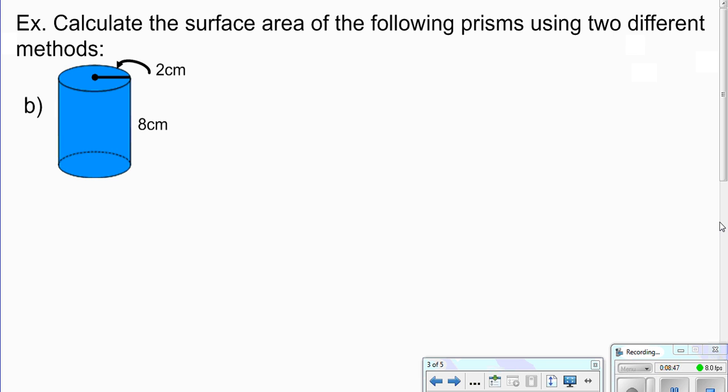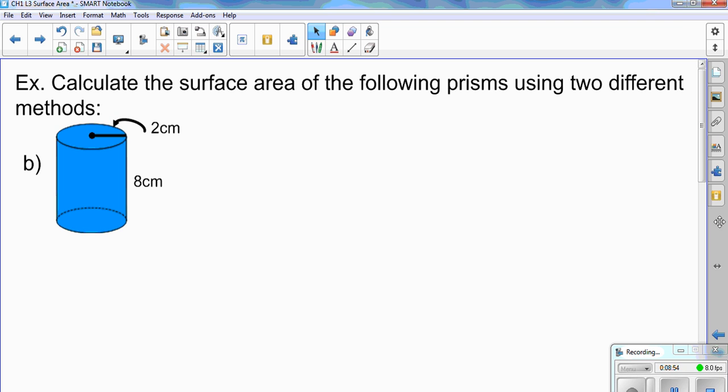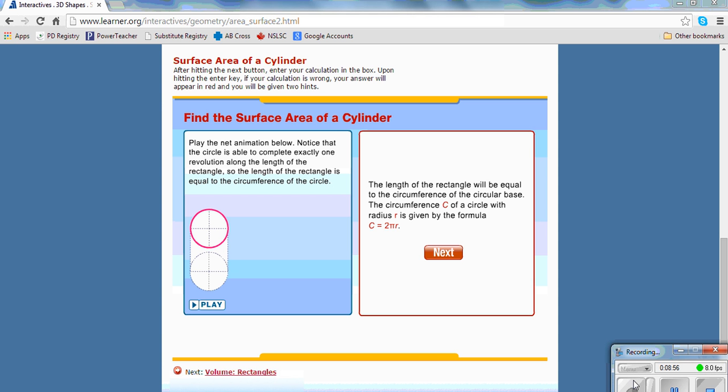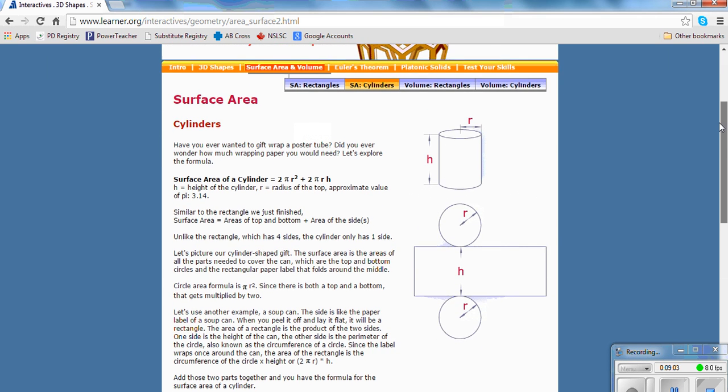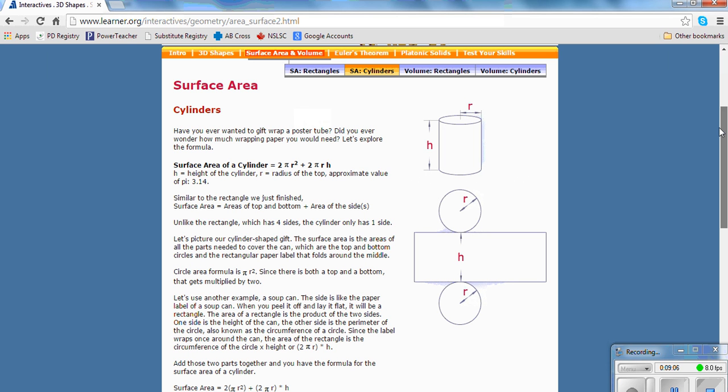Our next example is of a cylinder. And so I'm going to go back to that interactive, and we're going to look at a cylinder. Okay, so we're still on the same website, but now we clicked on cylinders, and it describes how the formula for the surface area of a cylinder came to be.